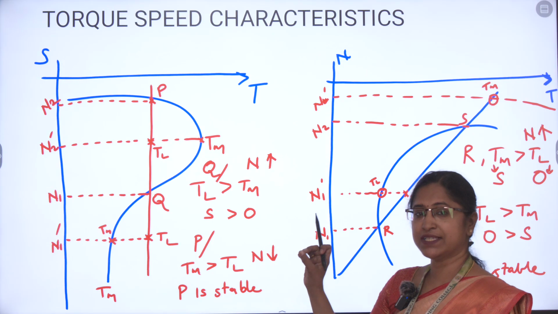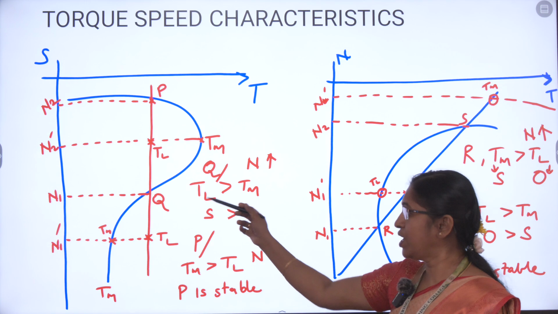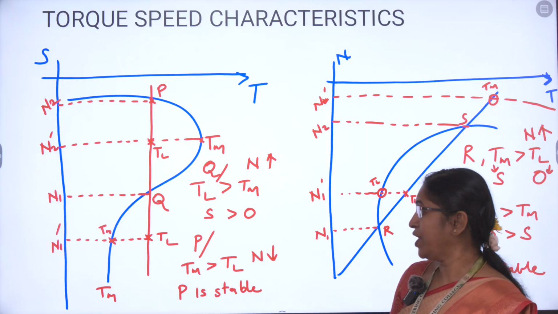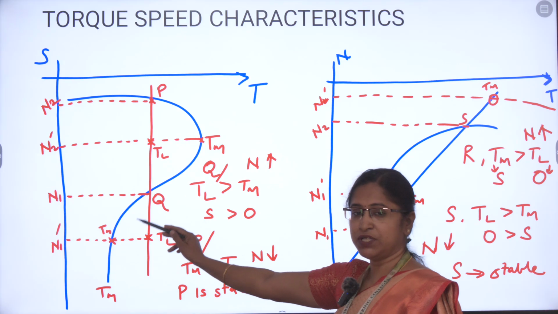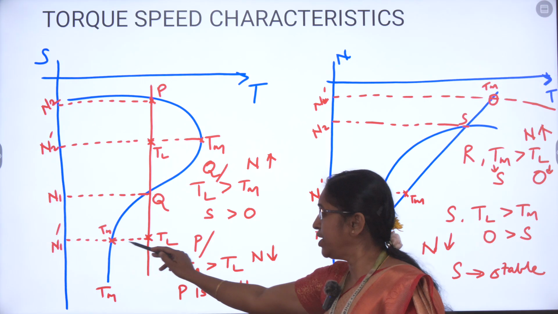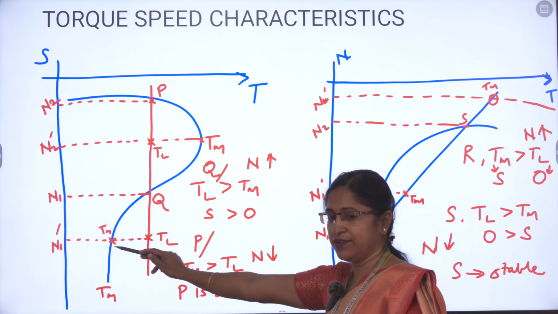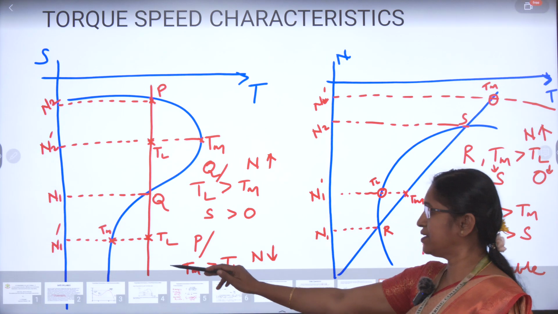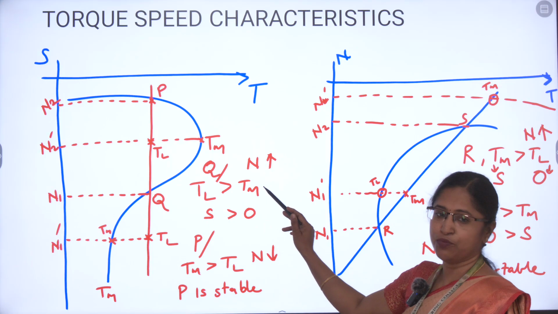To find the stability of a system, we have to give a disturbance to the speed such that the speed can be increased or decreased. Now let us decrease the speed from N1 to N1 dash. This blue curve resembles your motor torque and the straight line resembles your load torque. When you reduce the speed, your motor torque is at a different point and your load torque is at a different point. When you compare these two points, the magnitude of load torque is greater than your motor torque.